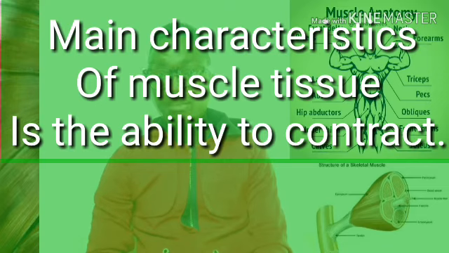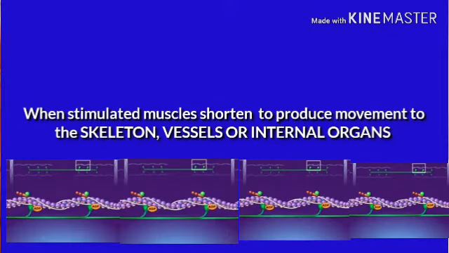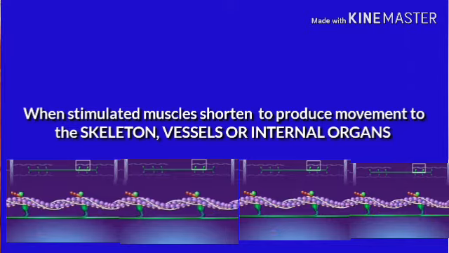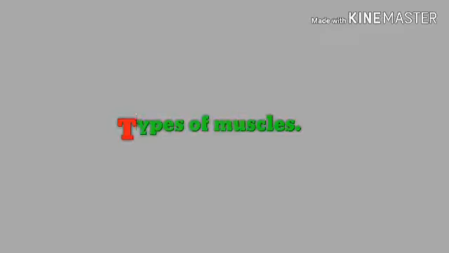The main characteristic of a muscle tissue is its ability to contract. When stimulated, muscles shorten to produce movement of the skeleton, vessels or internal organs. Muscles also remain partially contracted to maintain posture. In addition, the heat generated by muscle contraction is the main source of the body's heat.